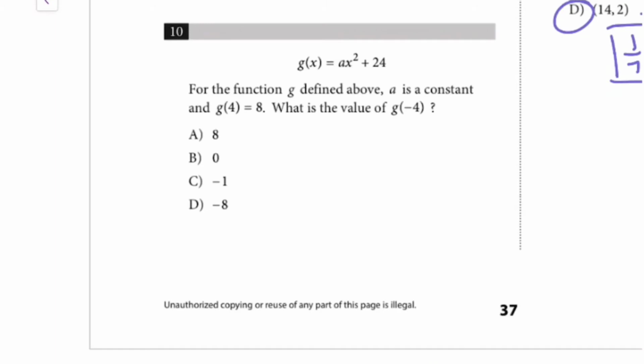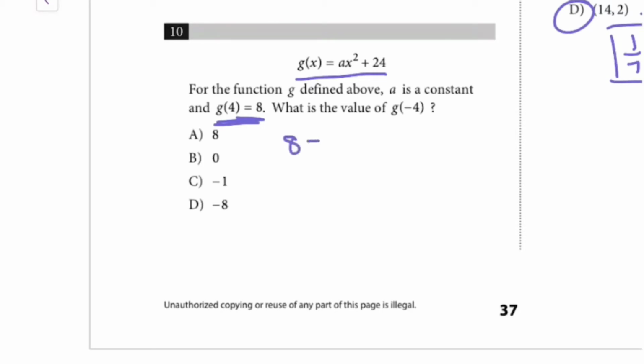Okay, question 10. For the function g defined above, a is a constant and g of 4 is equal to 8. What is the value of g of negative 4? Okay, so the first thing I notice here is that the equation that they give me, g of x is equal to ax squared plus 24, is incomplete. So I look to my question and they give me another piece of information, that when x is equal to 4, y is equal to 8. So what I'm going to do is I'm going to plug in these values into my equation to find the value of a.